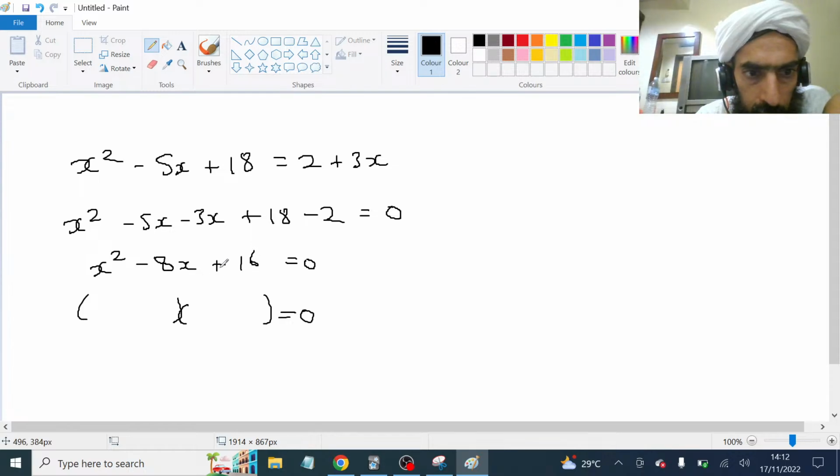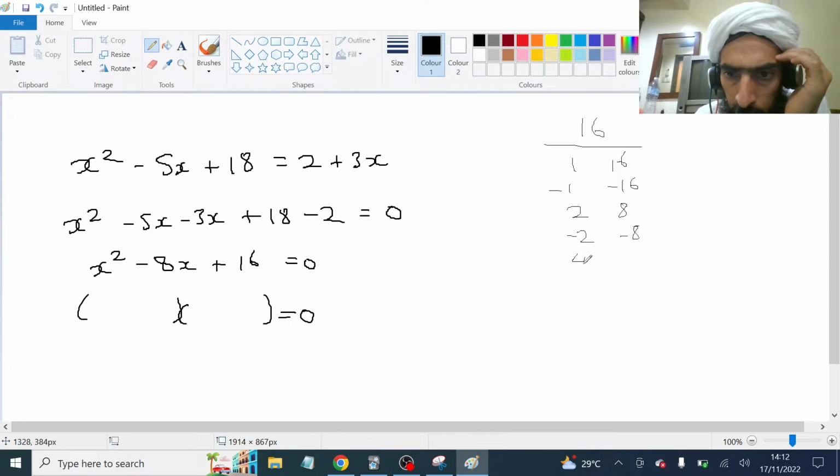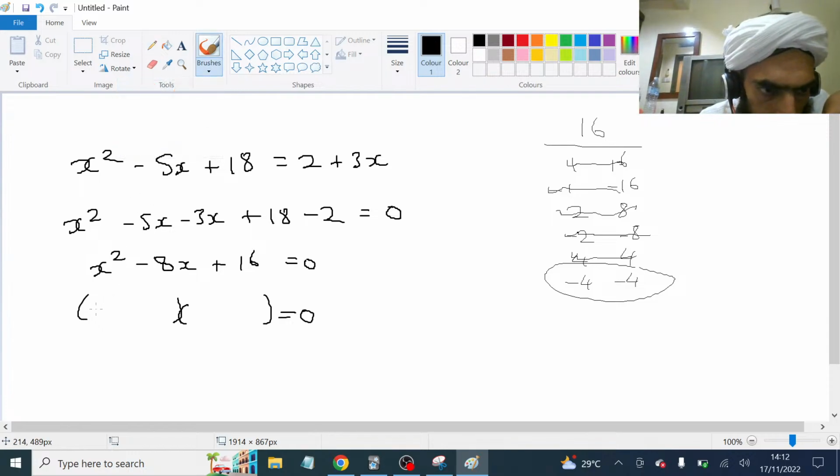Looking at the plus 16 here, the factors would be 1 and 16. To make a plus, it could be both negative, so make sure you watch out for that. 2 and 8, minus 2 and minus 8, and 4 and 4, as well as minus 4 and minus 4. So which pair would make the minus 8 if I add them together? Not this one, not this one. This would make 10, this would make minus 10. So still not got 8 yet, and it is the last pair I need. So they're the numbers that go in. So I've got x and minus 4, x and minus 4.